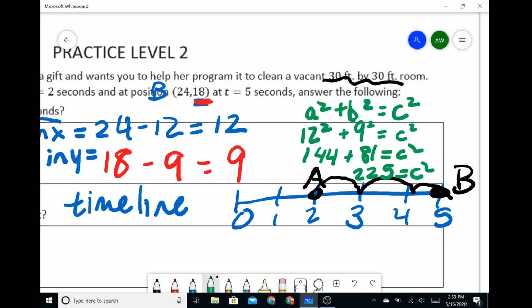Okay. So again, this is where a lot of us think, oh, we're done. We got an answer. But actually, we haven't gotten an answer, right? Because we have to take the square root. 225 is much too big to make a triangle with 12 and 9. So square root. The square root of 225, I believe, is 15.